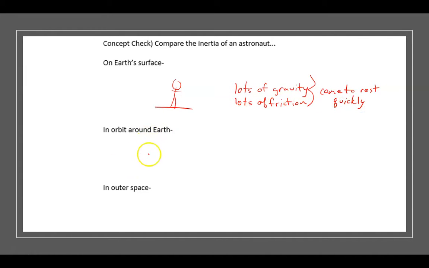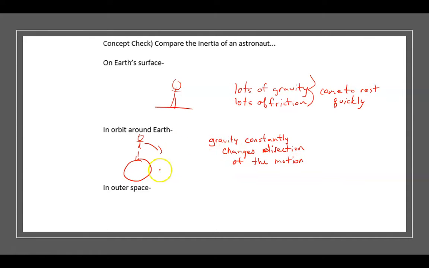If we're orbiting the Earth, gravity is going to keep us in orbit. You're moving this way, but you're constantly moving, keeping in a circle, and so gravity constantly changes motion. And when we say changes motion, we're really talking about the direction of the motion, as you continually go around and around and around.